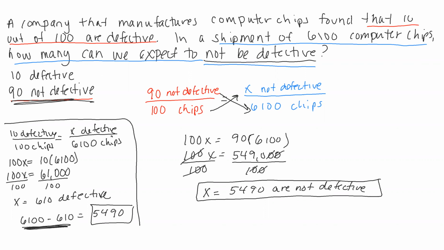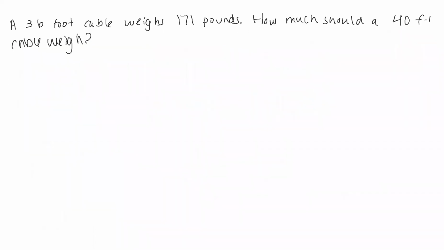So definitely 2 ways to approach this problem. They're both the exact same amount of work. All right. It's not like one is easier than the other. Okay, it's just how you decide to approach this. All right, either way, again, 5,490 of the chips should be good to go. 610 could be expected to be defective. Let's look at the next example.